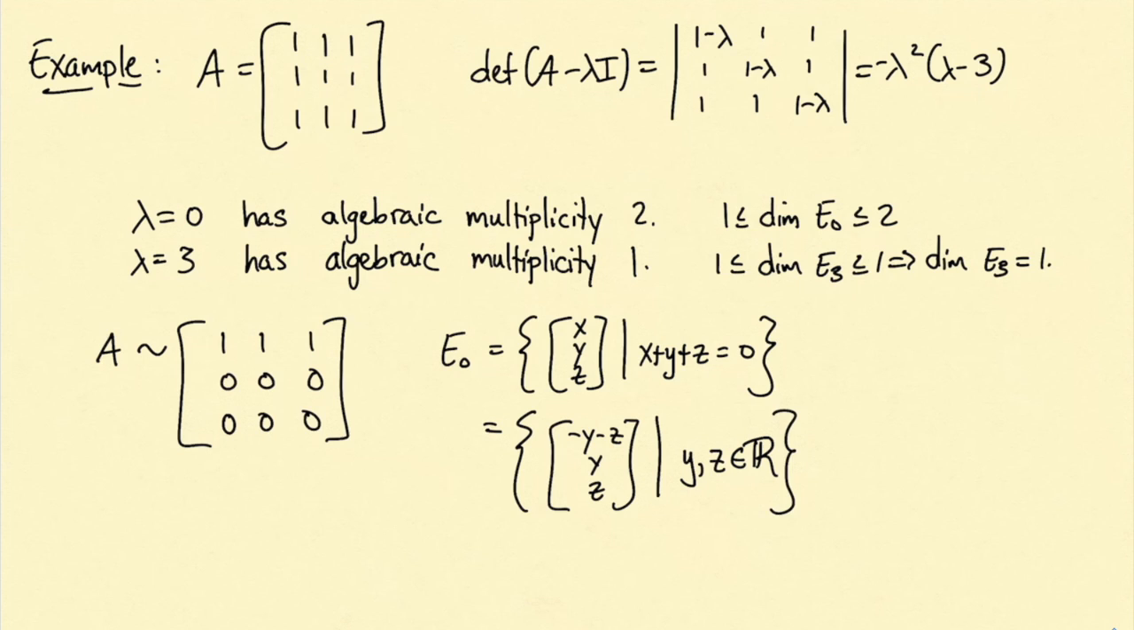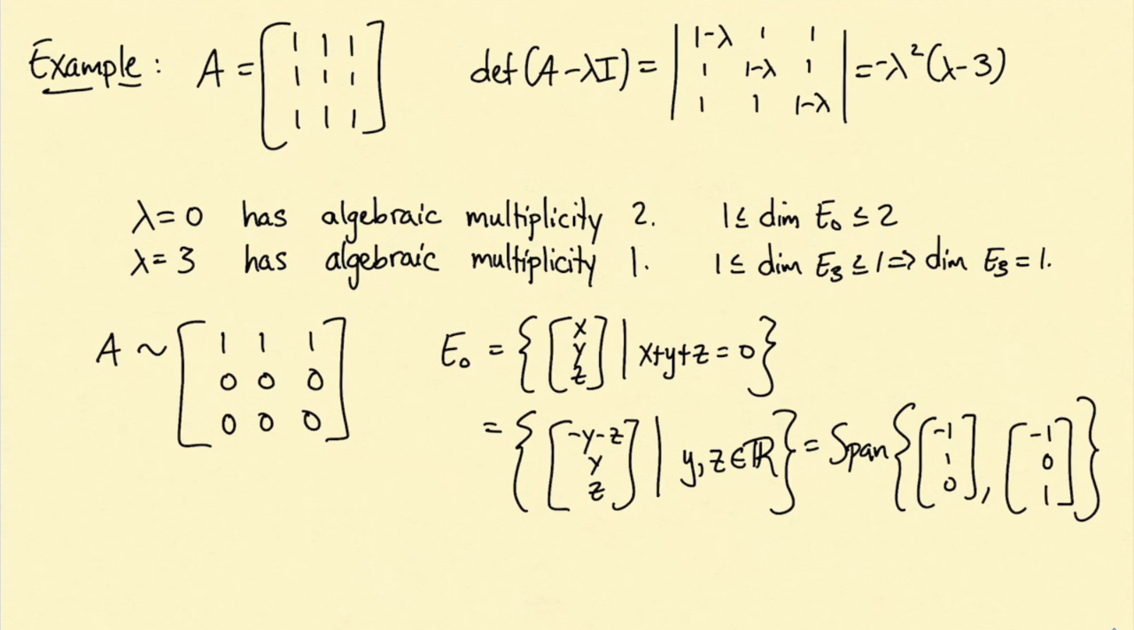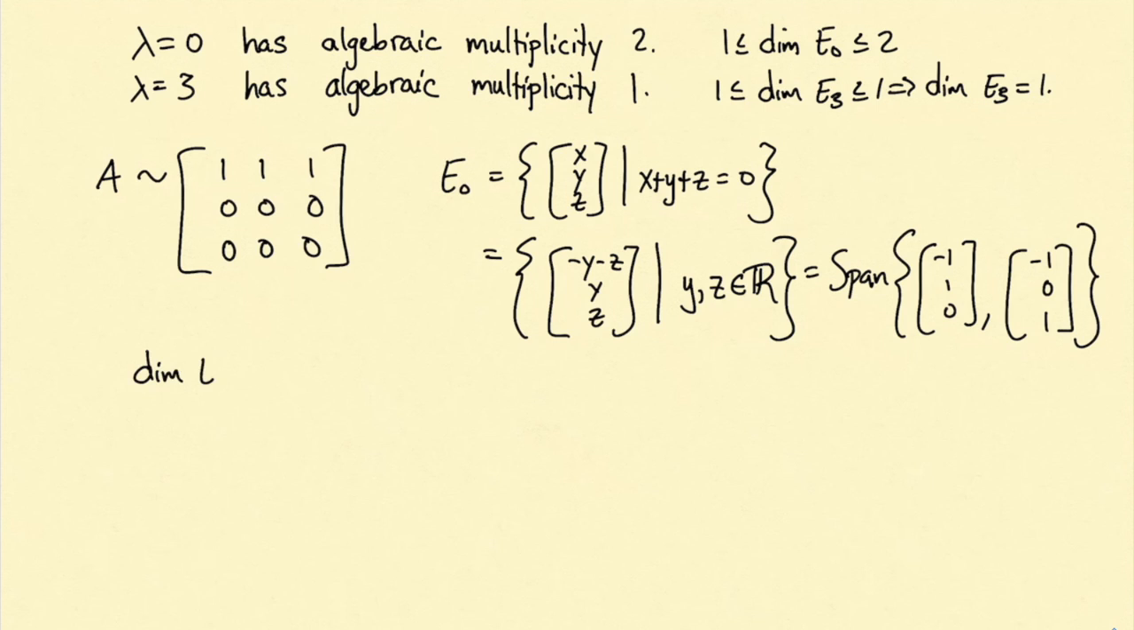So of course we can express this as the span of the two linearly independent vectors, negative 1, 1, 0, and negative 1, 0, 1. This tells us that the geometric multiplicity of the eigenvalue 0 is 2. Now, if we're interested in finding a basis for R3 consisting of eigenvectors of A, then we'll also want to explicitly write down what the eigenspace E3 is.